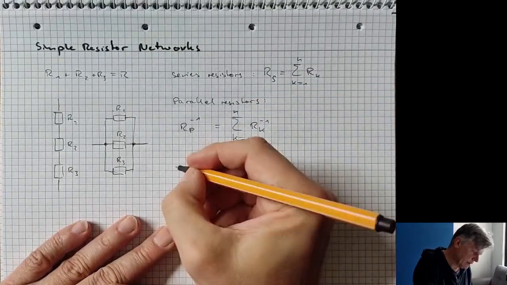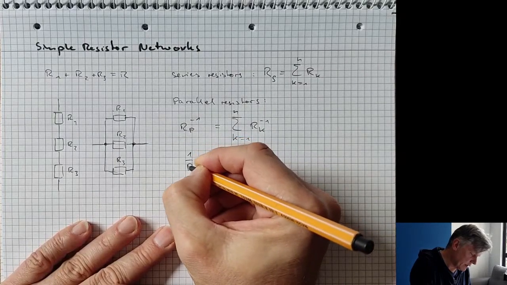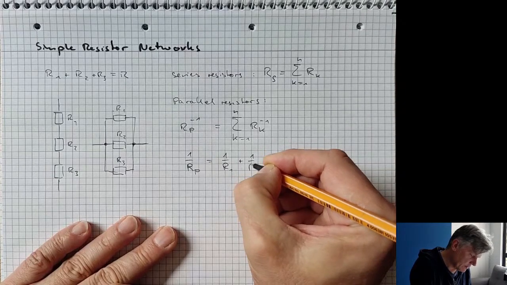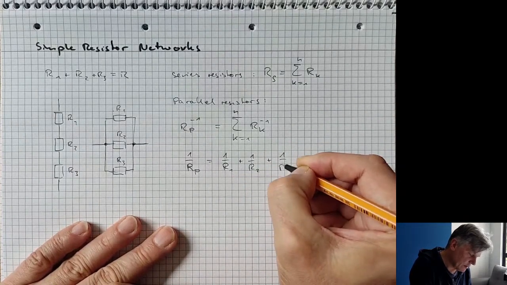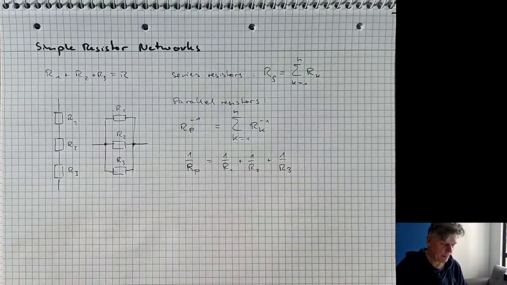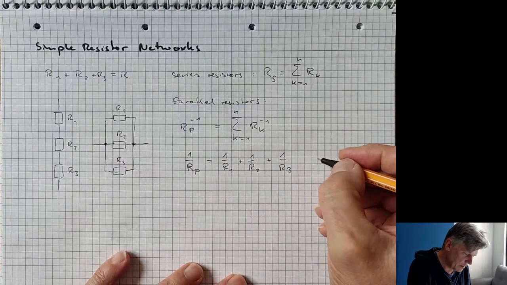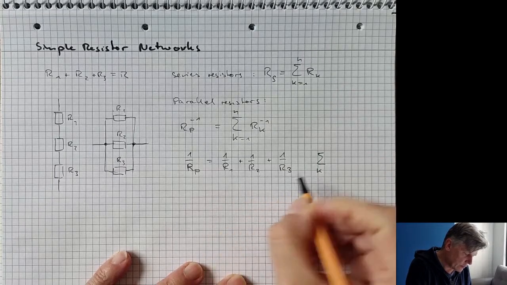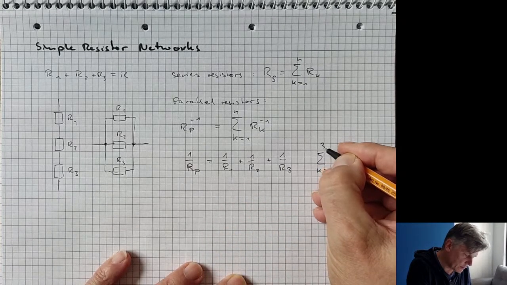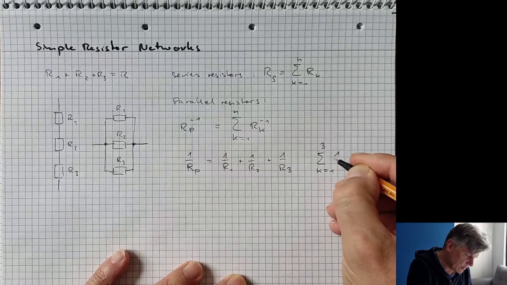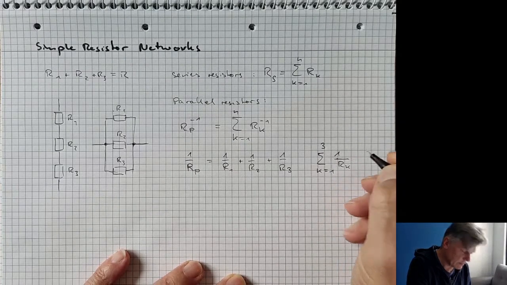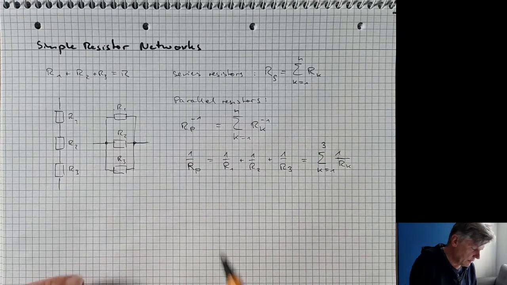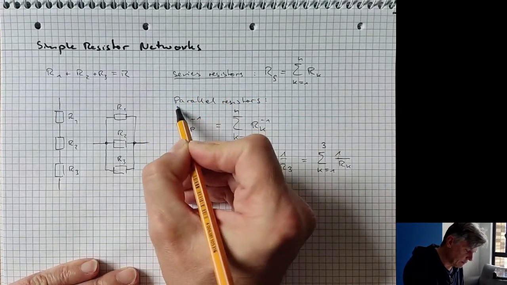For example, 1 divided by Rp is 1 divided by R1 plus 1 divided by R2 plus 1 divided by R3. So in this case, this would be the sum where index k runs from 1 to 3, so it starts at 1, it goes to 3, and we are summing up 1 divided by Rk, right? Okay, so parallel resistances and series resistances.